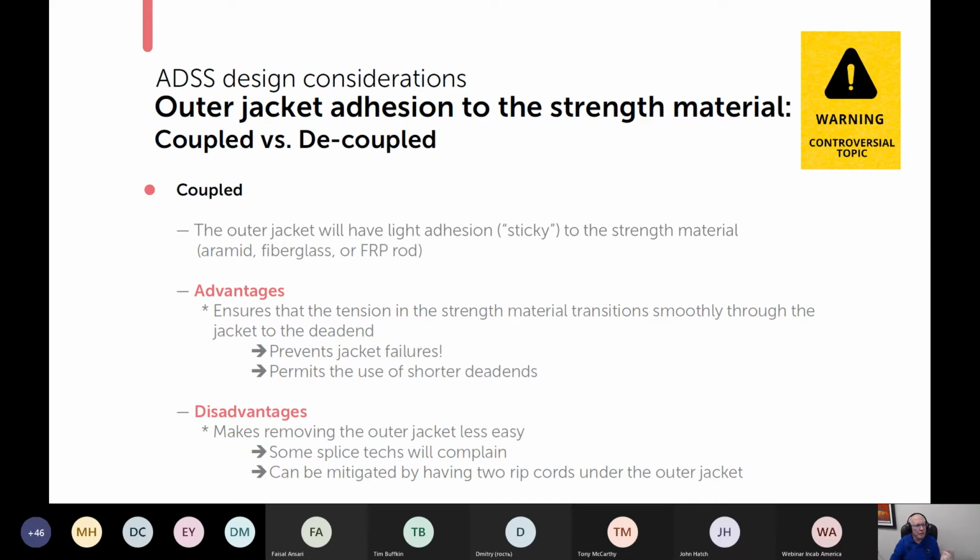So when you use coupled construction, you're ensuring that that transition occurs smoothly and over a greater distance. And that helps you prevent jacket failures. And it also permits you to use shorter dead ends, all else being equal. The disadvantages, though, are that it does make removing the outer jacket less easy, and so splice techs may complain. You can mitigate that, though, by using two ripcords under the outer jacket.